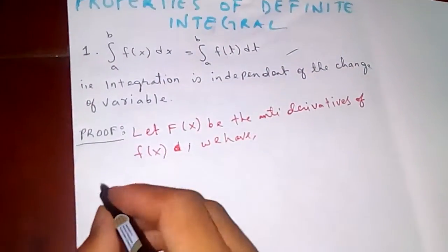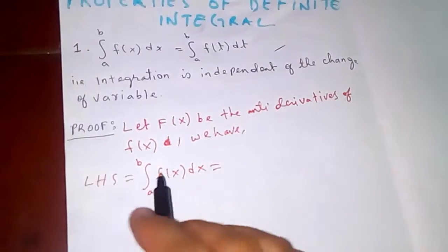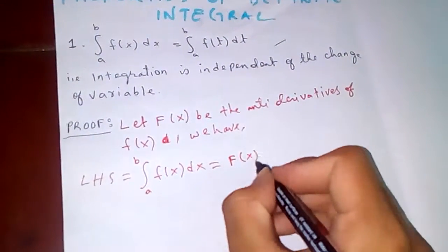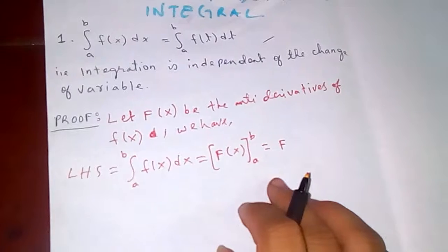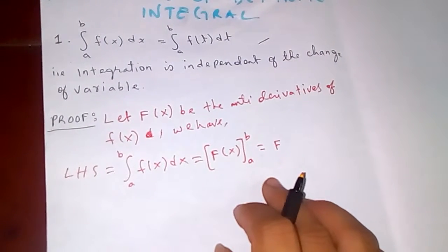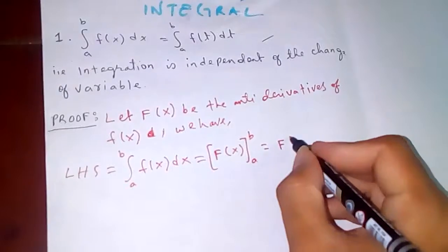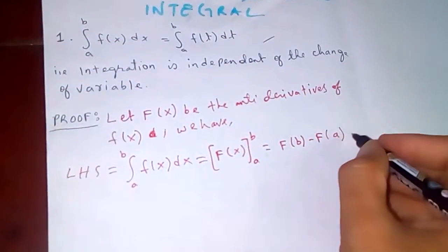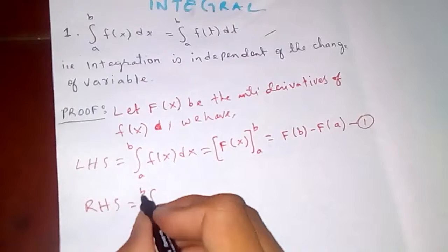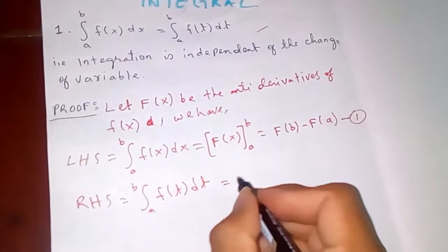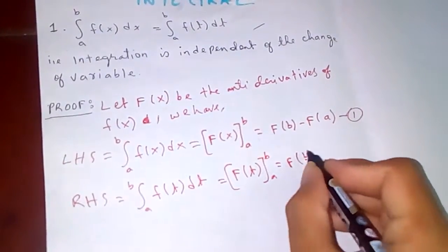Now let's do our left hand side. It is the integral from a to b of f of x dx. If you integrate this, you get capital F of x, with integration limits from a to b. So by our theorem of definite integral, you plug in the upper limit first: F of b minus F of a. Let's name this equation 1. Now the right hand side is the integral from a to b of f of t dt, which is capital F of t. If you plug in the limits, you get F of b minus F of a.